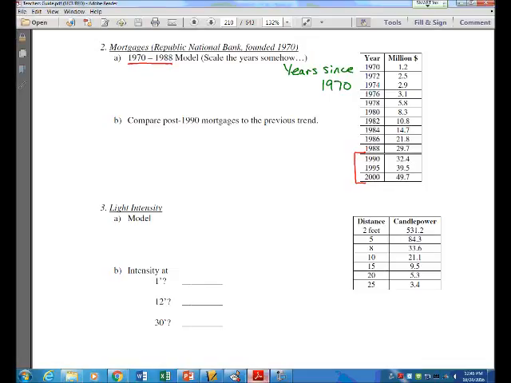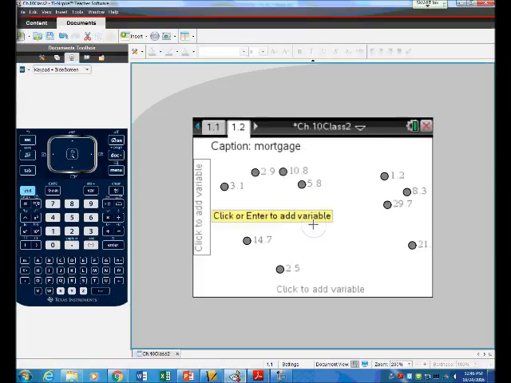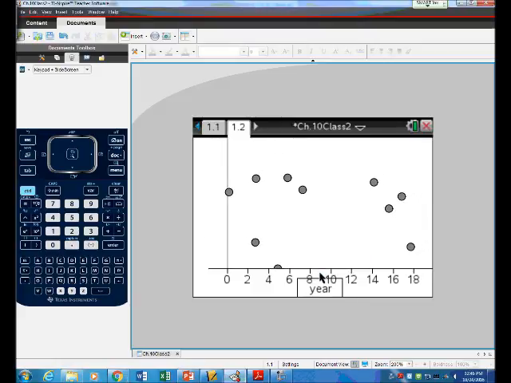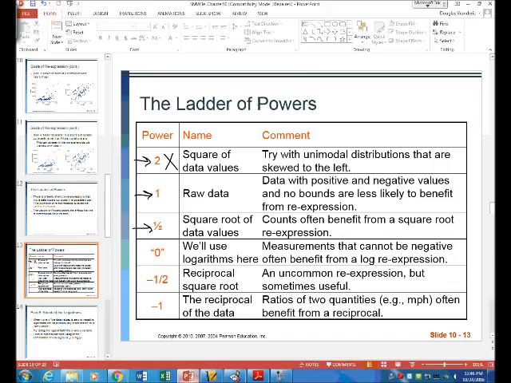So let's just take a look at the raw data to see what we're working with. So insert data and statistics. I'm going to say year explains the mortgage value. And that looks like a pretty distinct curve. So right away, I'm going to go ahead and say the raw data is no good. All right, so now I'm going to work with squaring that data.